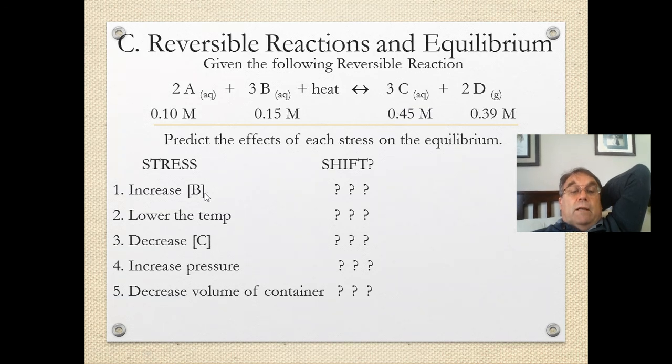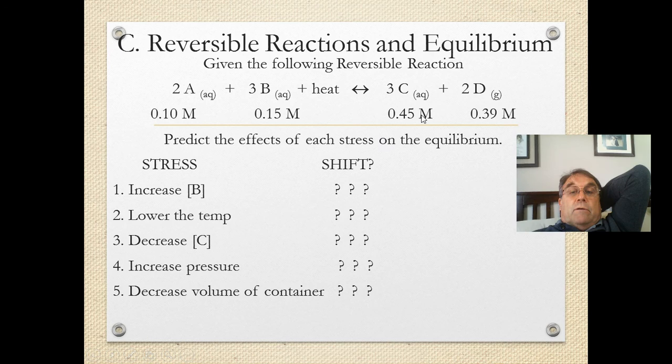Okay, so increasing the concentration of B. When you increase something, the shift is away from the increase, so it shifts towards the products. Lowering the temperature, it takes heat, so if we lower the heat, then the shift is towards the reactants. Decrease C, if we decrease the products, the shift would be towards the products.